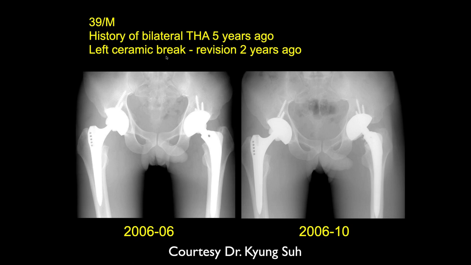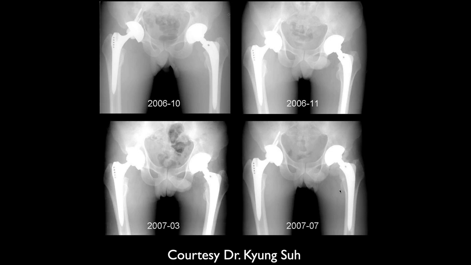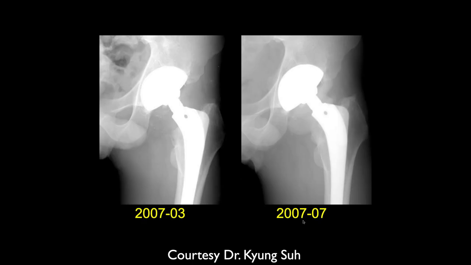So 39-year-old male, history of bilateral hip replacement 5 years ago, left ceramic break with a revision 2 years ago. So we see two plane radiographs here from June of 2006 and October of 2006. Along the left, at the head, there's some calcification along that medial aspect of the prosthetic device. Okay, so now we're going through October, November into 2007. Definitely in July 2007, you can see that extensive calcification at the femoral neck junction there. And you can see the difference between March and July.